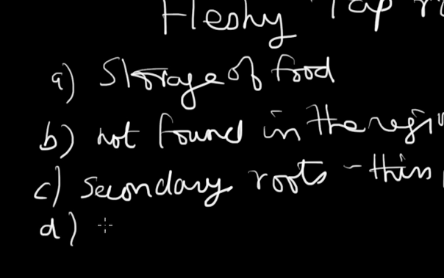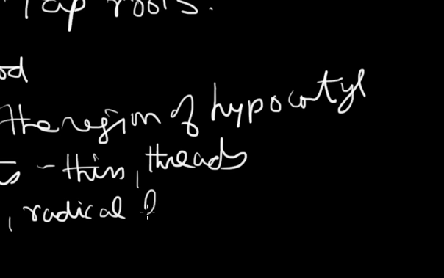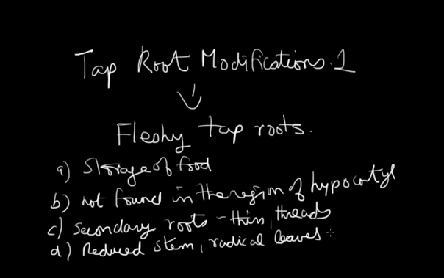Another interesting feature about such food storing roots is that there are conditions in which there could be some reduced stem. I mean the root part may be connected to a reduced stem and some radical leaves. Of course, these two features are not quite usual in fleshy taproots. So we can go into some particular cases.